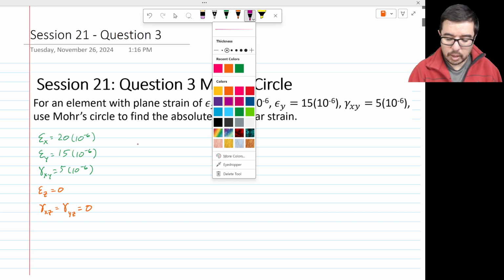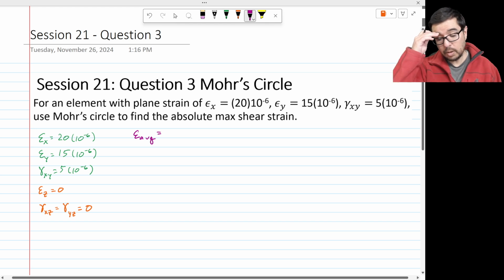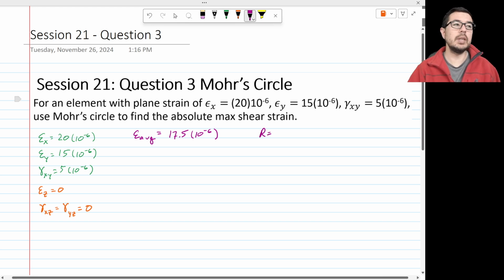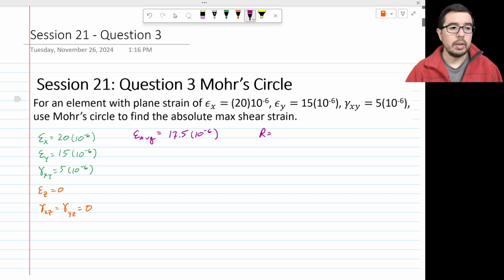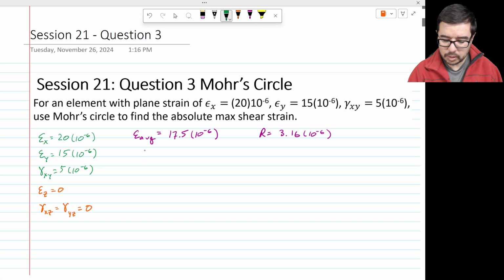Okay, so the epsilon average, the center of the Mohr circle, that we determined, well, that's the average. That was at 17.5 microstrain. And we also determined that the radius, using Pythagorean's theorem with the opposite and adjacent sides, came out to be a value of 3.16 microstrain.